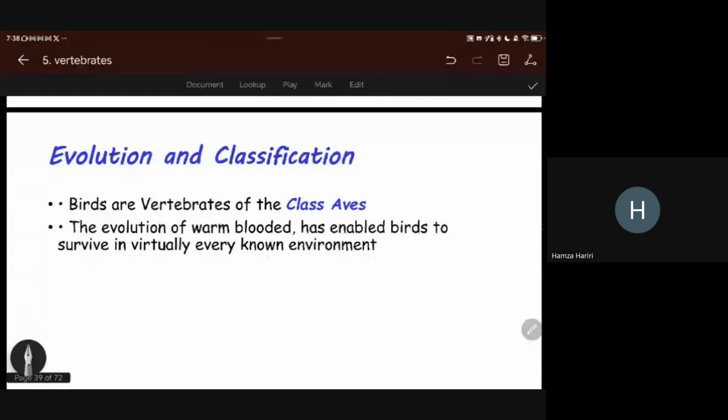Evolution and classification. Birds are vertebrates of the class Aves. The evolution of warm-bloodedness has enabled birds to survive in virtually every known environment. As we said, being warm-blooded, they maintain their internal temperature, and this helped birds to withstand almost, not all, but the majority of the environmental changes.